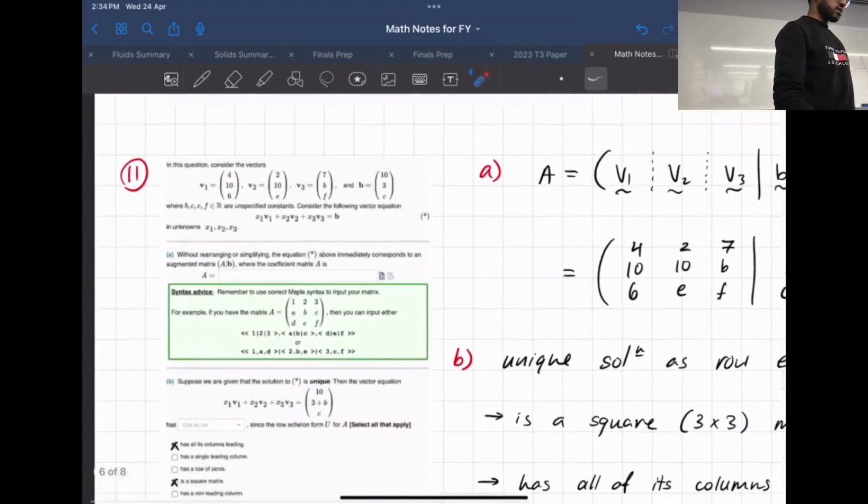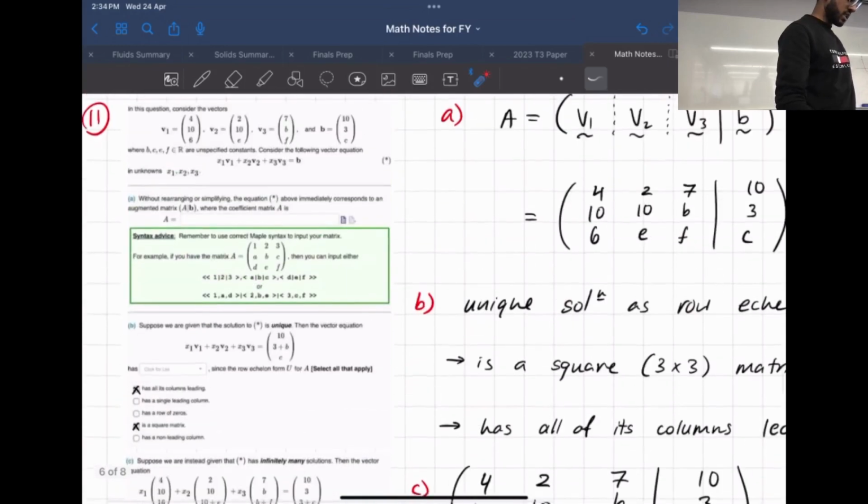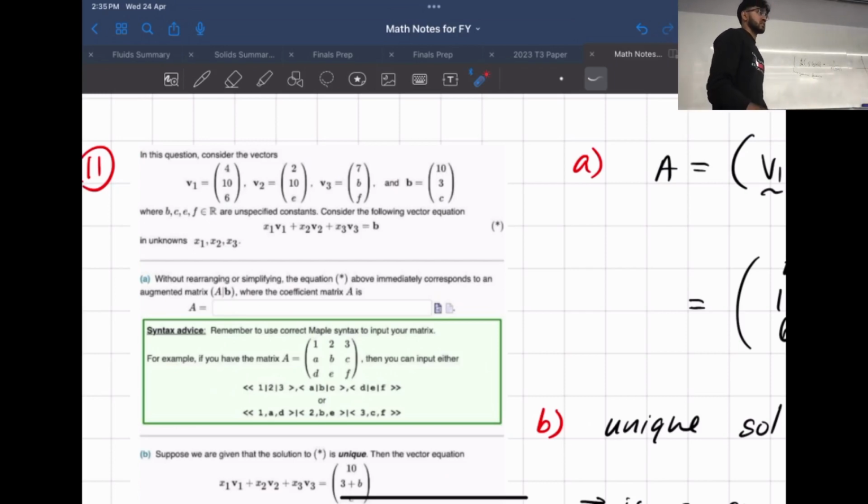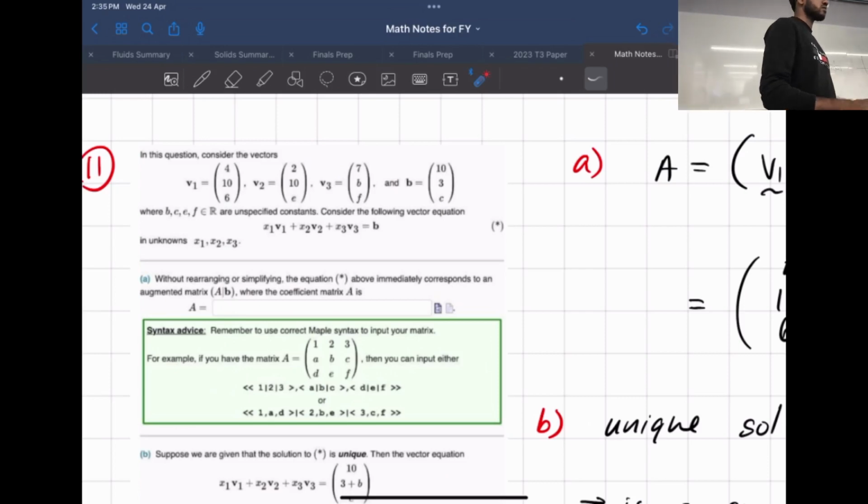Okay. Can I move on? Okay, beautiful. Question 11. So we have x1 multiplied by vector v1 plus x2 multiplied by vector v2 plus x3 multiplied by vector v3 is equal to b. So our vector b is what we have to the far right. Okay. How do we find the matrix A? What's the matrix A? Any idea?